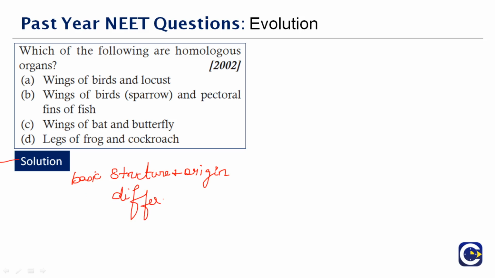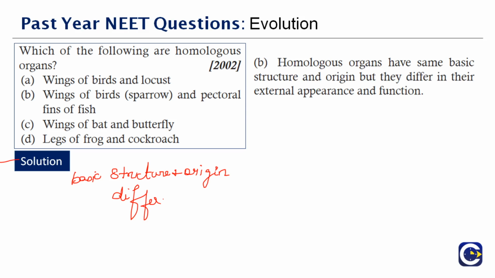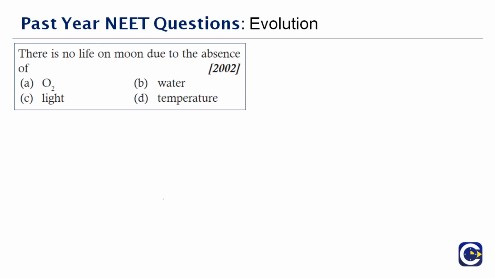The right answer of this question is option B, wings of the birds and the pectoral fins of the fish. Both have the same basic structure and origin, but when it comes to function, they differ, and their external appearance also differs. Okay? Next question here.